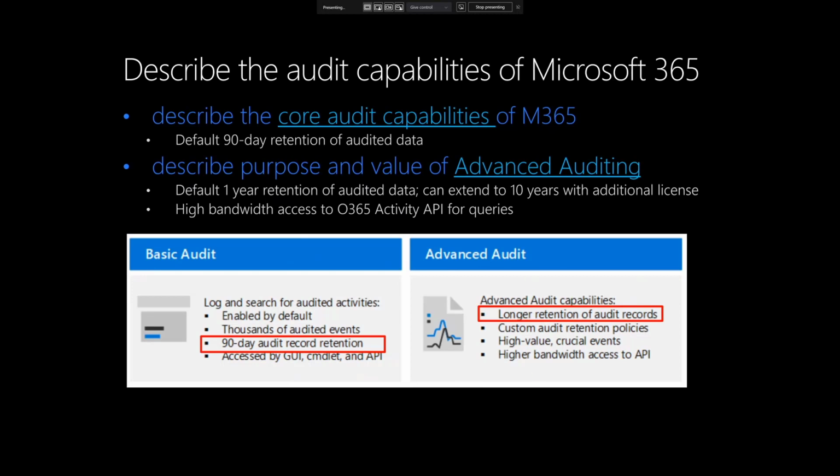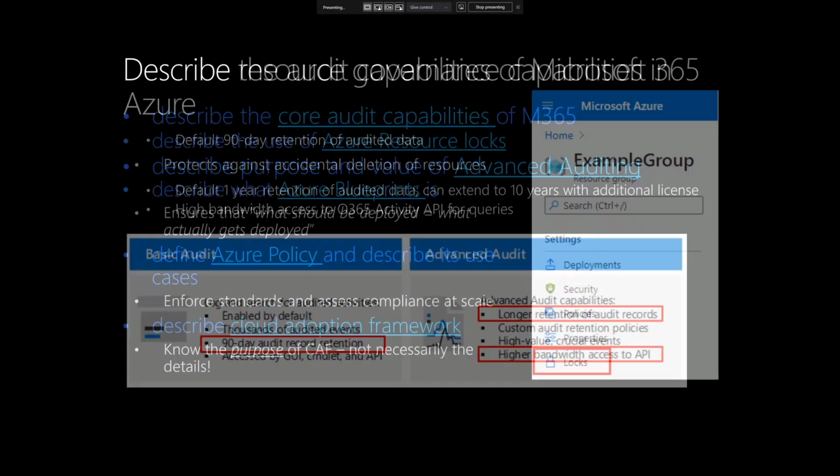The other interesting thing that this advanced audit capability provides is the high bandwidth access to the Office 365 Activity API. So customers are able to perform faster searches of the Office 365 audit logs if they're licensed for advanced audit.